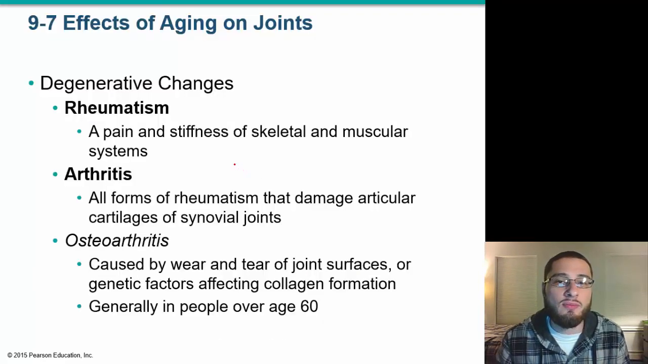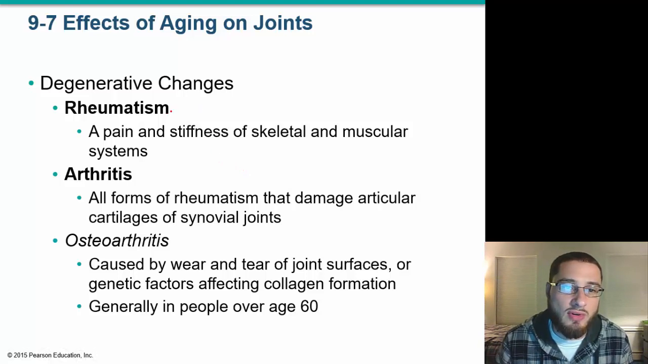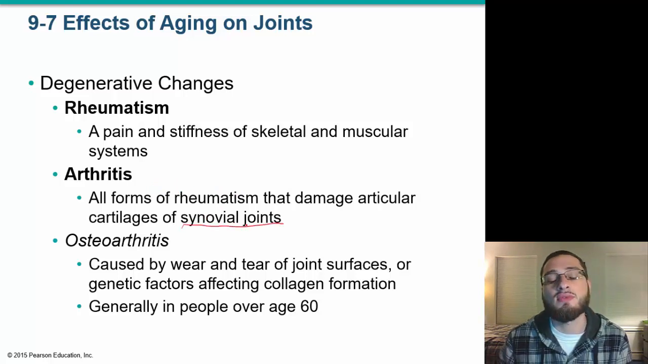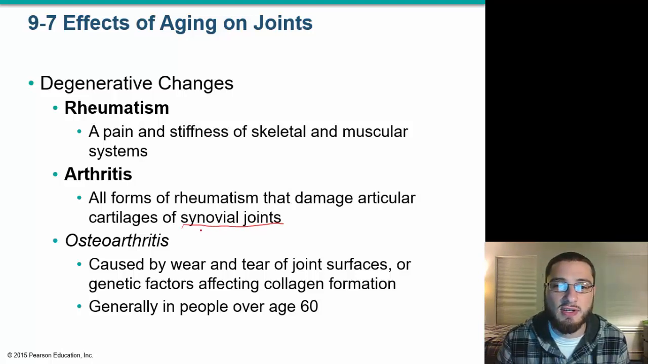And then we have some aging issues where you have rheumatism, which is pain, or any type of pain or stiffness of skeletal muscular systems. You have arthritis, all forms of rheumatism that damage articular cartilage of the synovial joint. So when you hear people talk about arthritis, they're talking about their joints, their synovial joints, their knees mainly. And then you have osteoarthritis caused by wear and tear of joint surfaces.